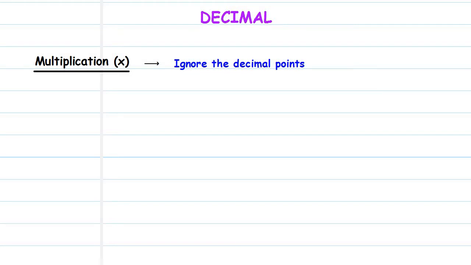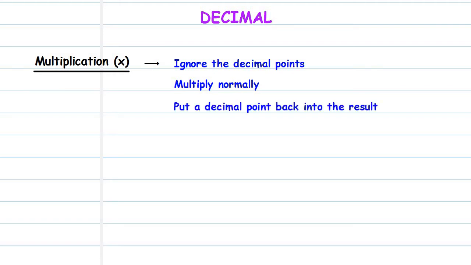First, we will ignore the decimal points in those numbers and just multiply them normally. Then we will put a decimal point back into the result. Let's take a look at some examples.